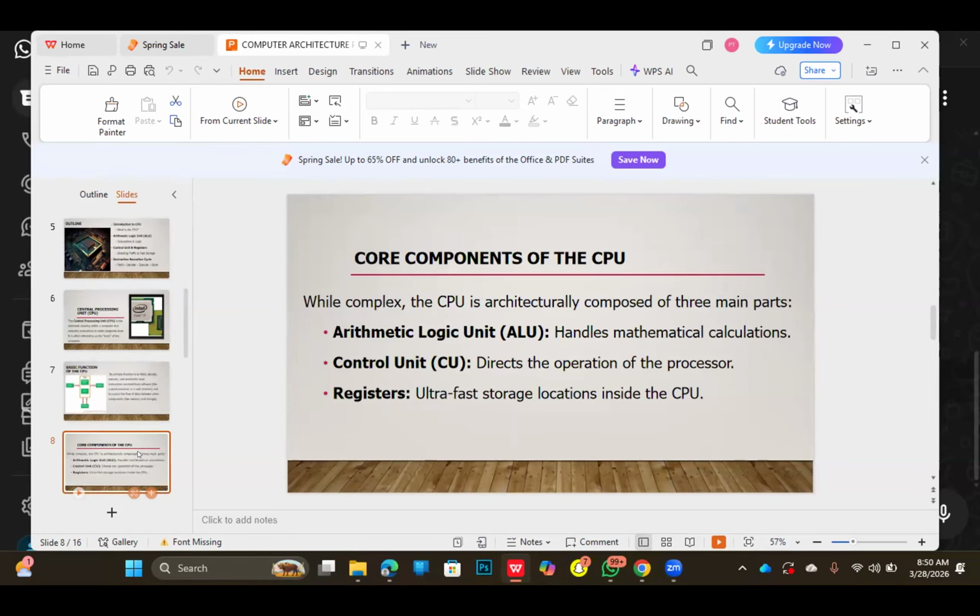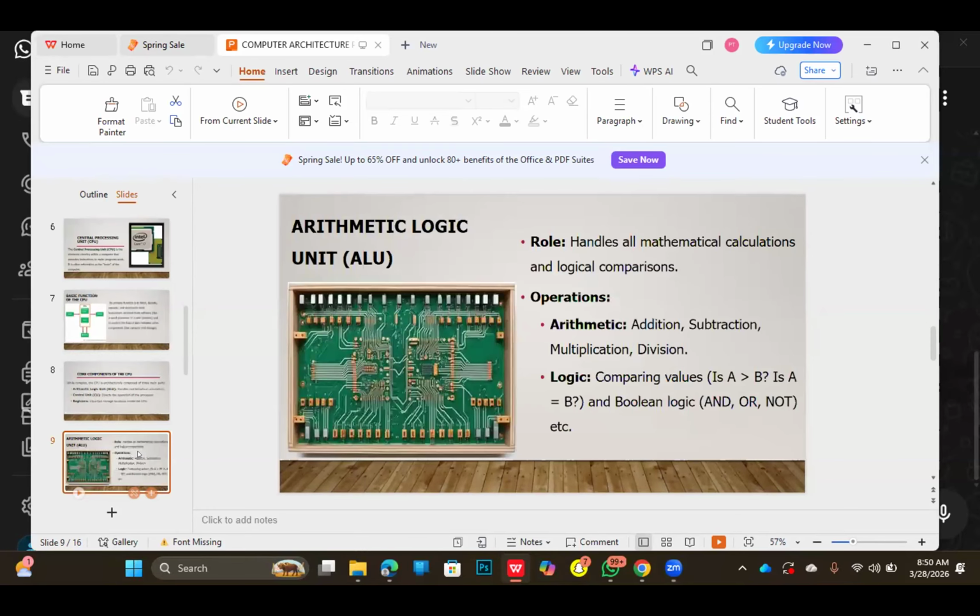So as for the CPU, we have the core components of the CPU, and these core components perform most of the work the CPU does. While complex, the CPU is architecturally composed of three main parts. We have the arithmetic logic unit, the ALU, which handles mathematical calculations for the processing of information. Then we come to the control unit, which directs the operation of the processor. Then we come to the registers, ultra-fast storage locations inside the CPU. So please, let's move to the next slide.